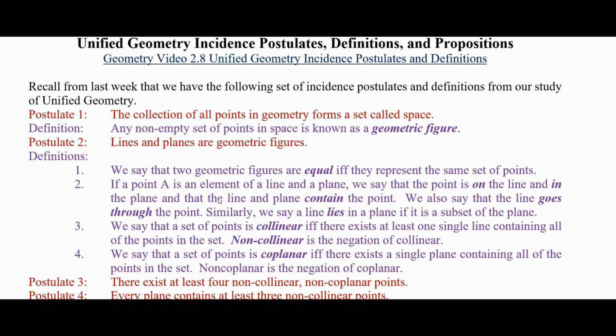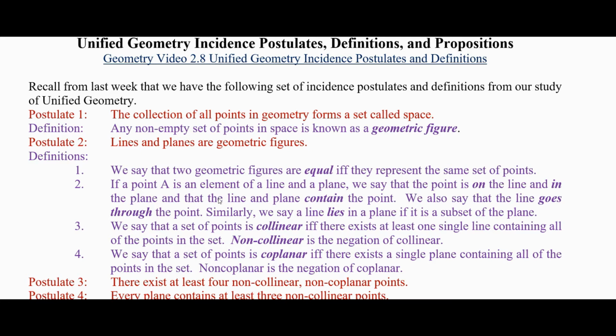We have definitions. We say that two geometric figures are equal if and only if they represent the same set of points. Number 2, if a point A is an element of a line and a plane, we say that the point is on the line and in the plane, or that the line and plane contain the point. We also say that the line goes through the point. Similarly, we say that a line lies in a plane if it is a subset of the plane.